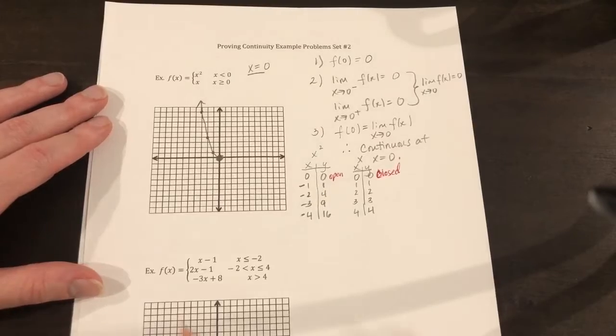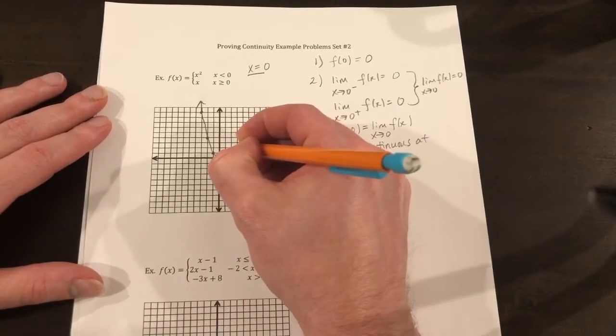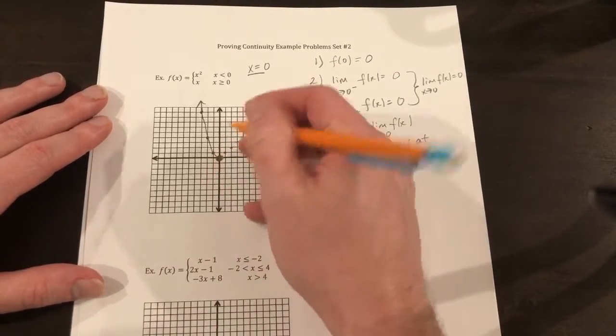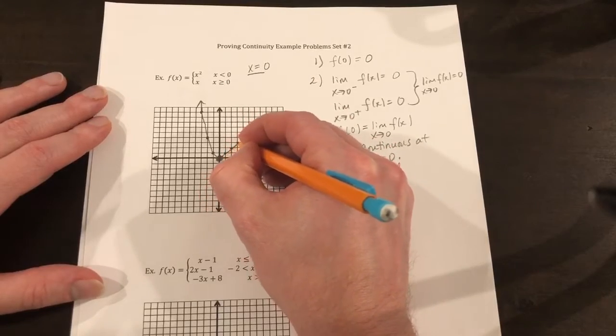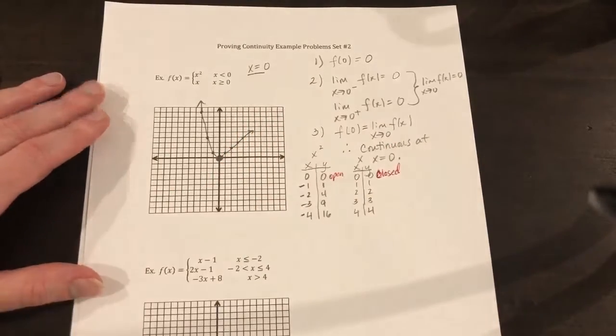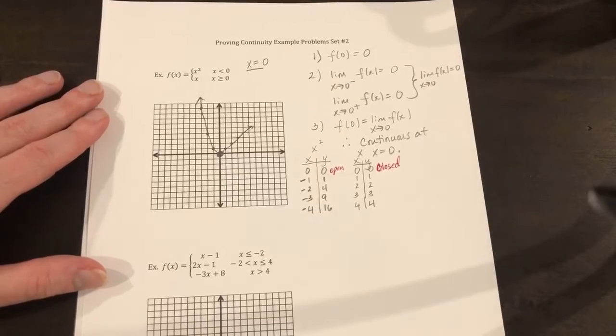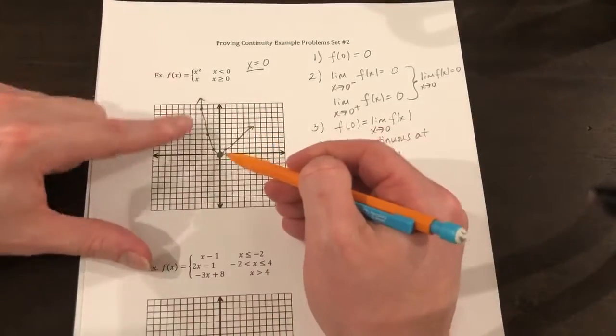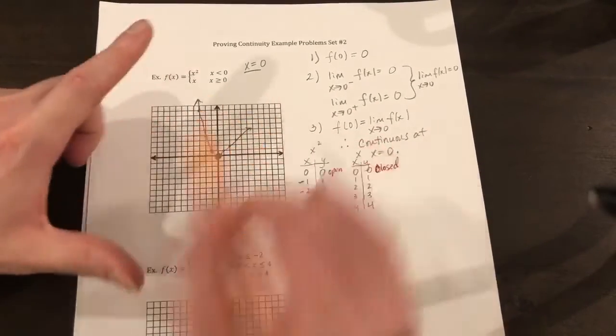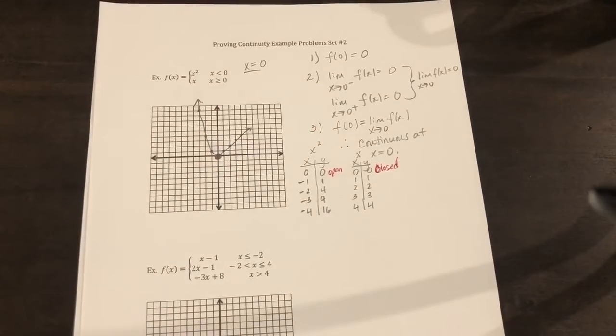Now 0, 0 is closed right there, so I'm going to go ahead and color it in. And it's the line y equals x, so it goes 1, 1, 2, 2, 3, 3, 4, 4, and it's going to go on like that. So our graph looks something similar to that. And you can see that my fingers meet up, so the limit exists. There's no holes in the graph, so it's continuous.